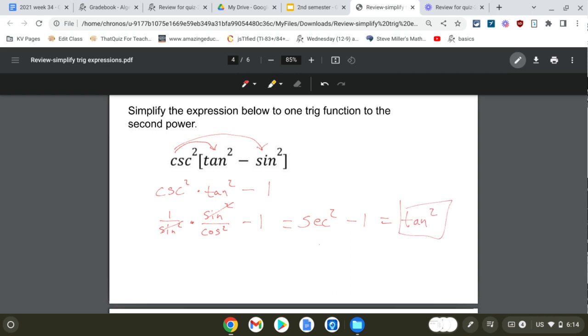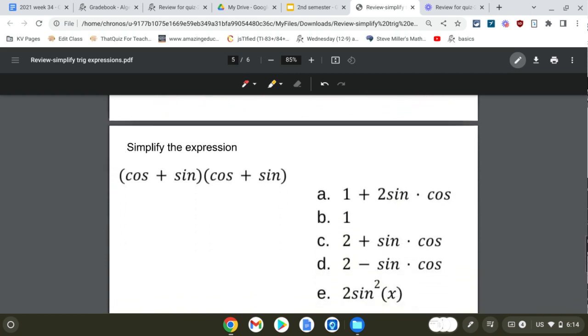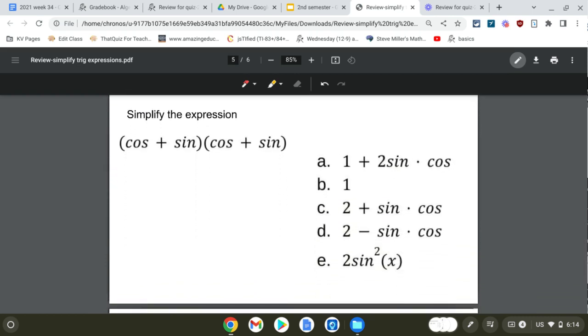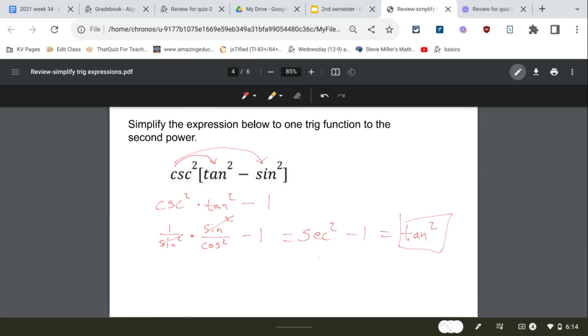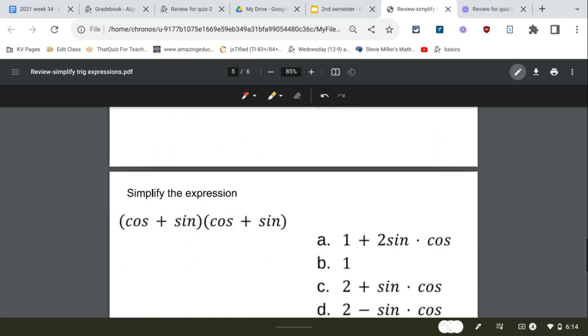That's it. All right, number 5. Simplify the expression. All right, notice here there's nothing to the second power. All right, I can't use any reciprocal trig functions like there's no secants or cosecants floating around. So I'm going to solve this one by expanding again, all right, where I multiply it out like I did this one.